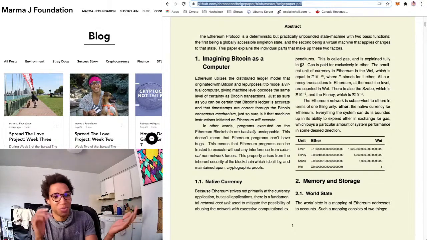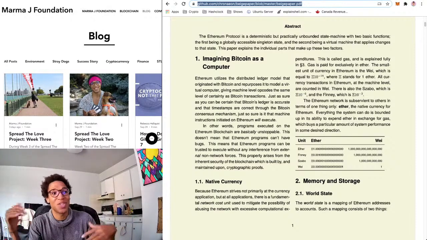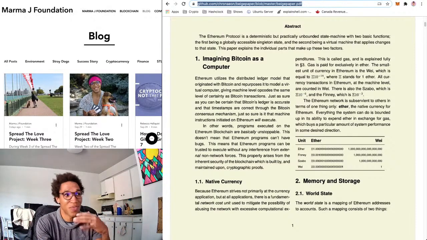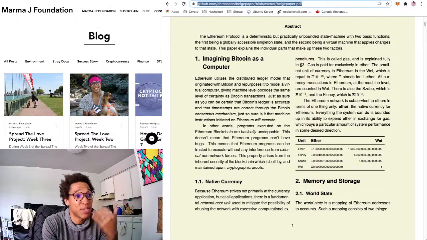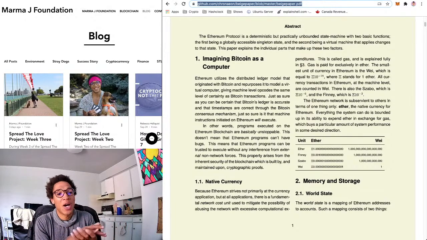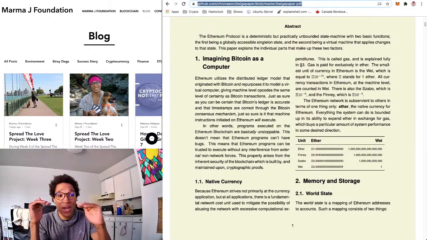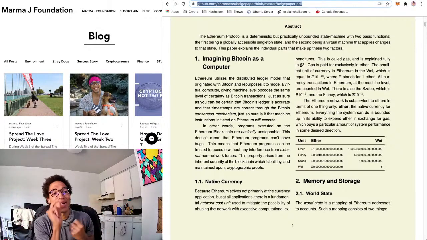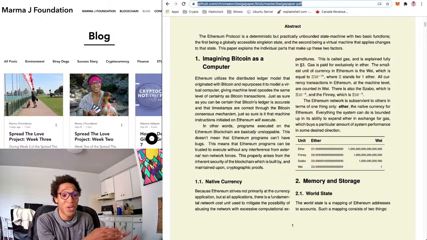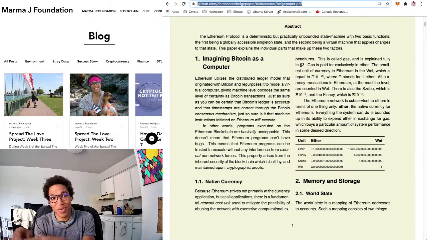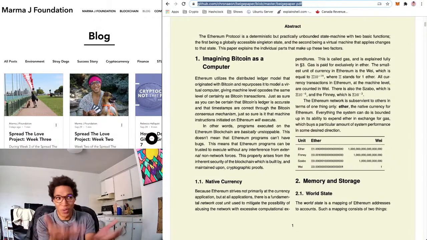So Bitcoin, most people know what that is when they talk about cryptocurrency, uses very, very secure transferring of funds back and forth. Imagining Bitcoin as a computer, Ethereum uses that distributed ledger model to repurpose it into a virtual computer, giving machine level opcodes the same level of certainty as Bitcoin transactions. On Bitcoin, you're very secure about one thing. If you have 5 Bitcoin and you send someone 2 Bitcoin, you know that after a certain amount of work has been done on that block, you'll have 3 and they'll have 2, which is a very useful thing. I agree.